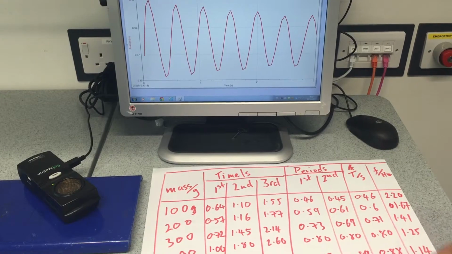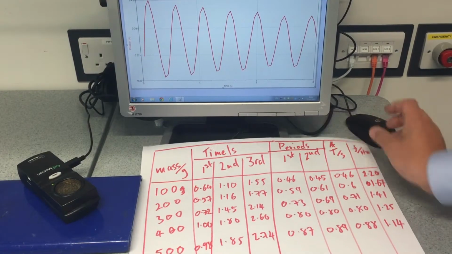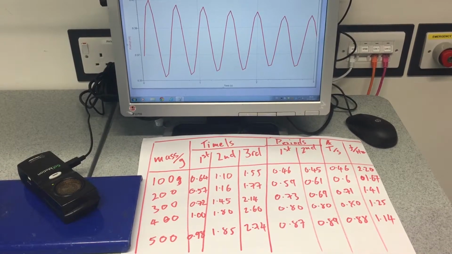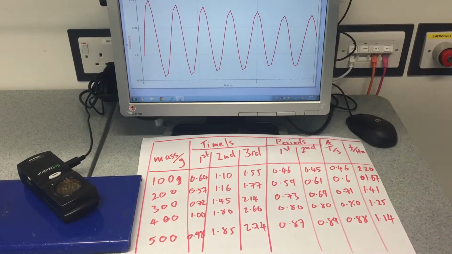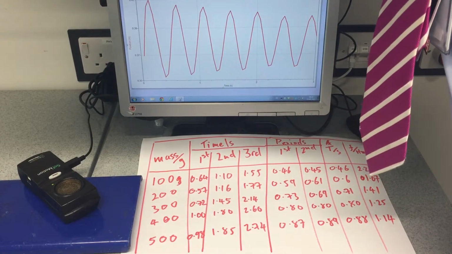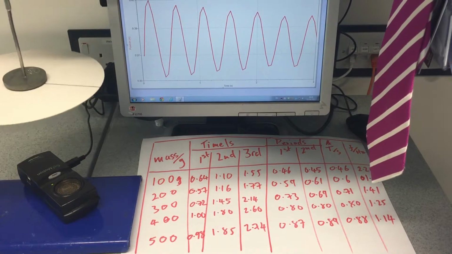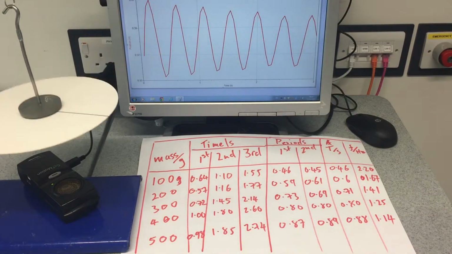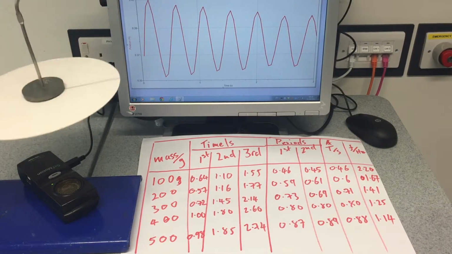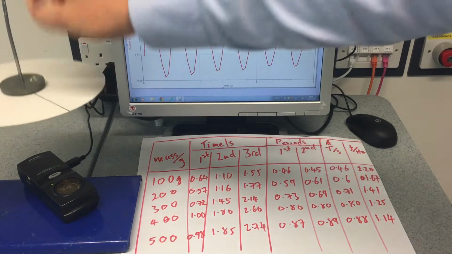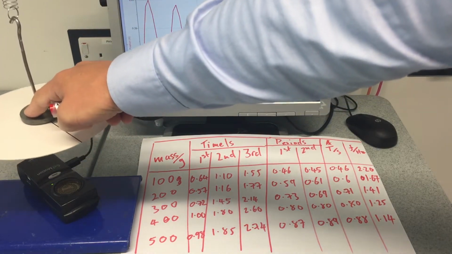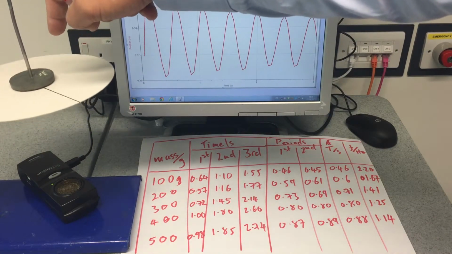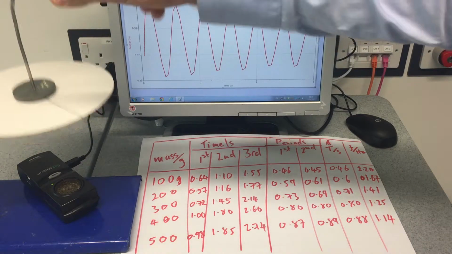Okay, so here are the results finally that I've collected. I hope you can see all of them on the page there. It's probably worth mentioning that when we have a much smaller mass, as you can see there, just one of them, this starts to bounce around all over the place and it becomes much harder to measure it. Also, with the greater amounts, you need to raise the retort stand up because obviously the spring will stretch more. So a few little tweaks required there.